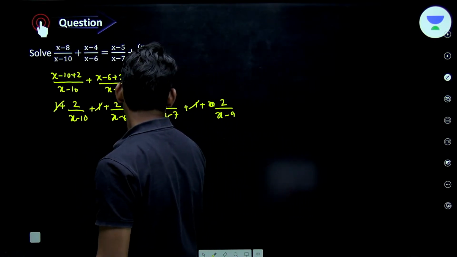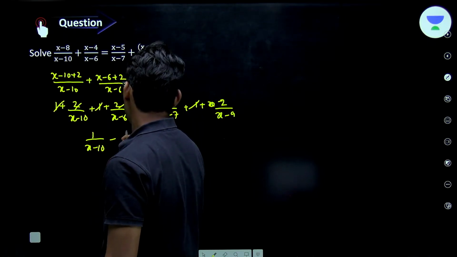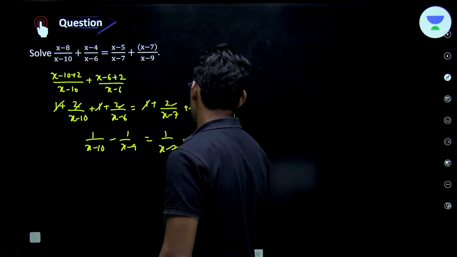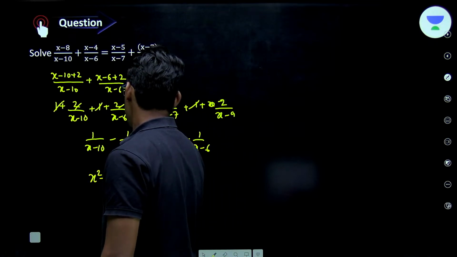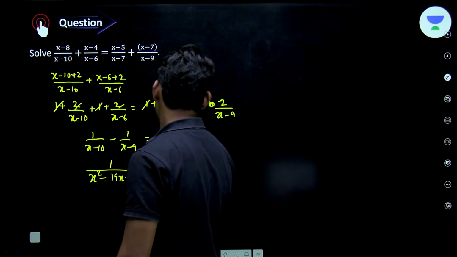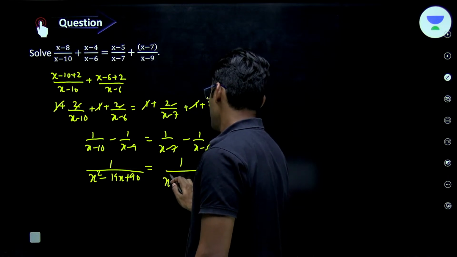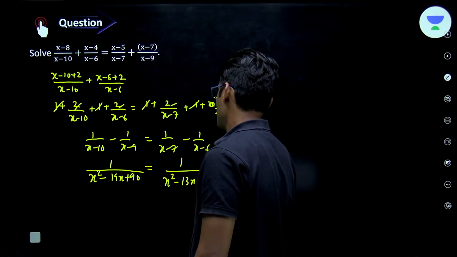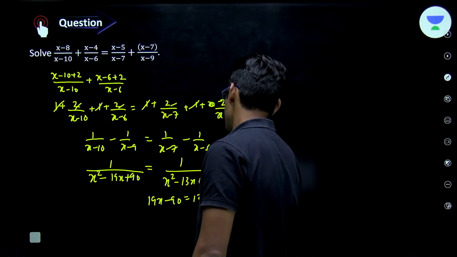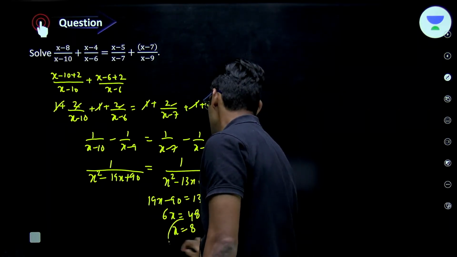Now simply you can put it and you can cancel 2 also. You have 1 upon x minus 10 minus 1 upon x minus 9 equals 1 upon this and this. Again take the LCM, x square minus 19x plus 90 upon x minus this is 1 minus 6 plus 7. Again 1 by x square minus 13x plus 42. X square gets cancelled. 19x minus 90 equals 13x minus 42. 6x comes 48. X equals 8.